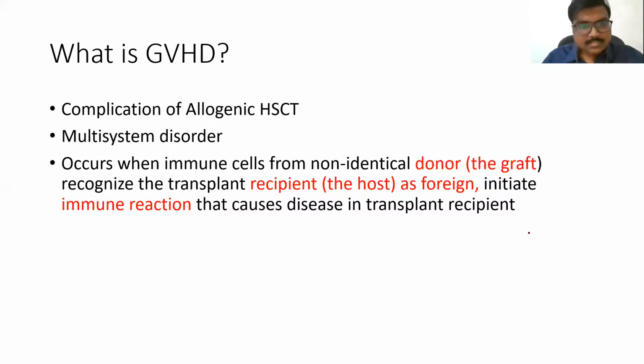So with this background, what is graft versus host disease? As I said, it is a complication of only allogeneic stem cell transplant. And unlike in solid organ transplant, where we only give a liver or a kidney, in this we are transplanting immune cells which are capable of mounting an immune response. It is usually a multi-system disorder, and it occurs when immune cells from a non-identical donor, which is called the graft, recognize the transplant recipient as foreign and initiate an immune response that results in various disease manifestations in the transplant recipient.